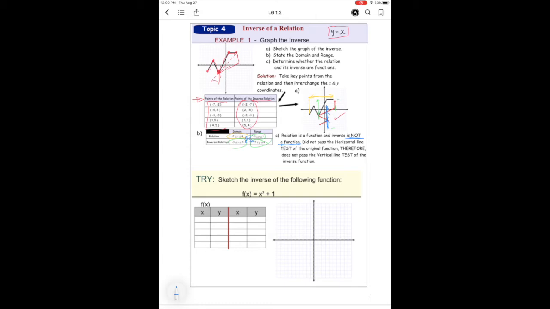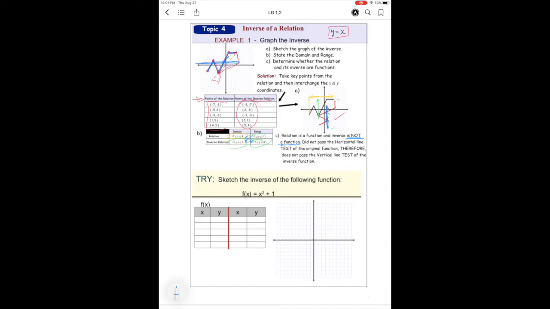Or if you didn't want to draw a picture, you could take the original, this one right here, and do the horizontal line test. So it touches there and there, so it's no. To save you time and effort, if it just asked you, is the inverse a function or not, just do the horizontal line test of the original, and that's quick and done.